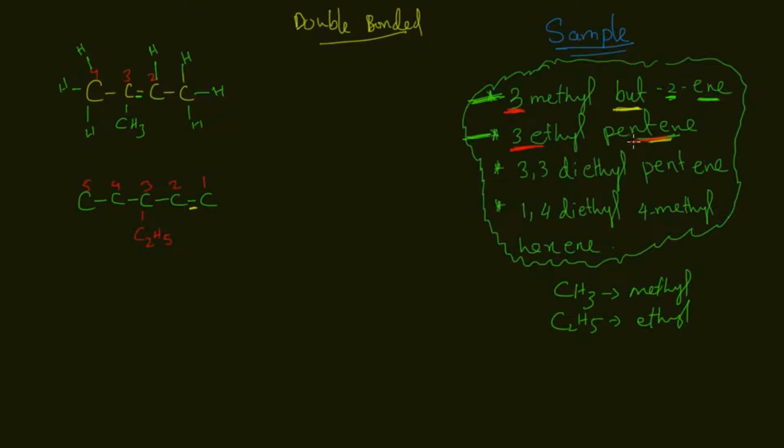So pentene means the double bond is present with the first carbon. Okay, so this is the double bond. Now let's put hydrogen for the carbon. So I'll provide a hydrogen here. I'll provide a hydrogen here. Okay, for this carbon I'll give a hydrogen.